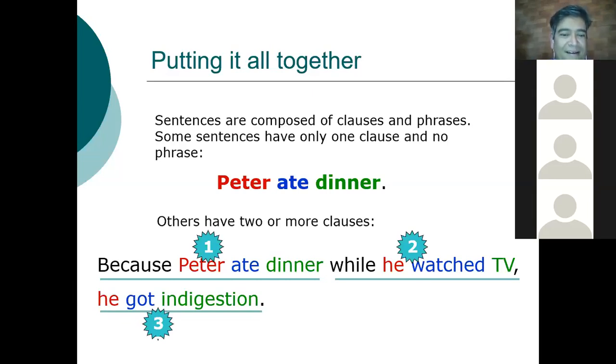Okay. Because Peter ate dinner while he watched TV, he got indigestion. Others have two or more clauses. Sí, como la respuesta que le doy a Oriana. Claro, una oración puede tener N cantidad de clauses y N cantidad de phrases. ¿Ok? Ahí tenemos un ejemplo. Ya que Peter cenó mientras veía televisión, le dio indigestión. Tal vez estaba concentrado comiendo y tal vez comió más de la cuenta y por eso le dio indigestion. Tenemos 3 sentences ahí.